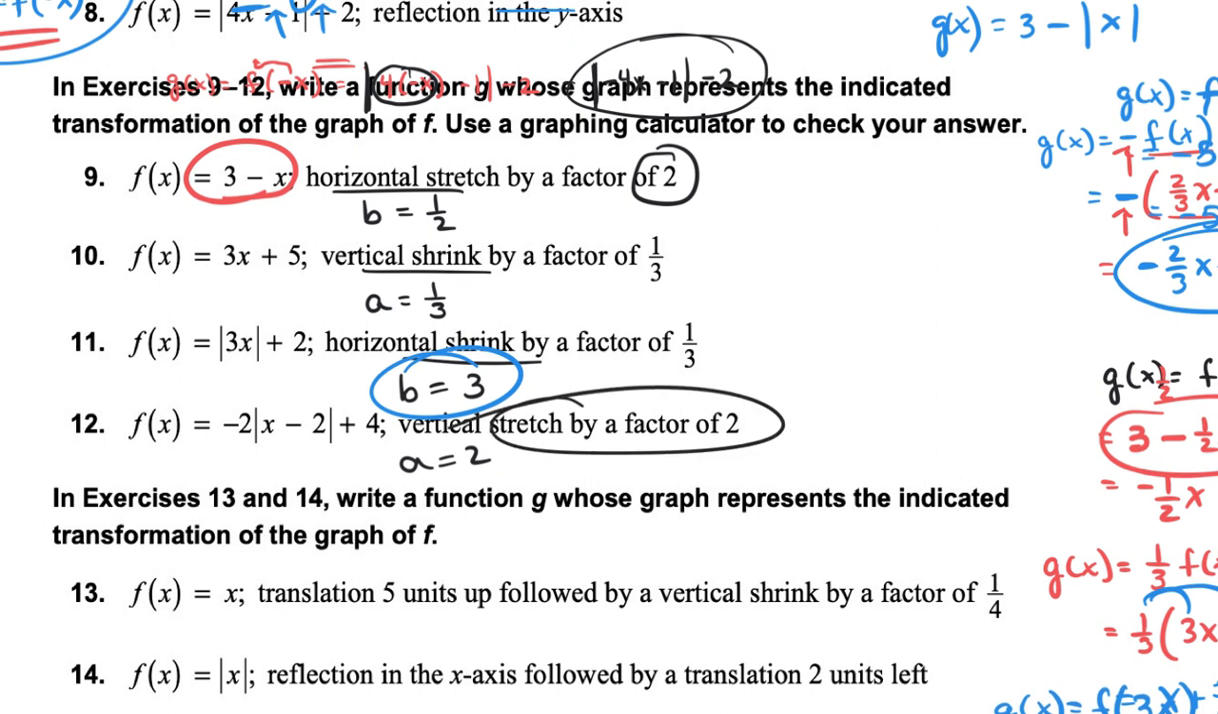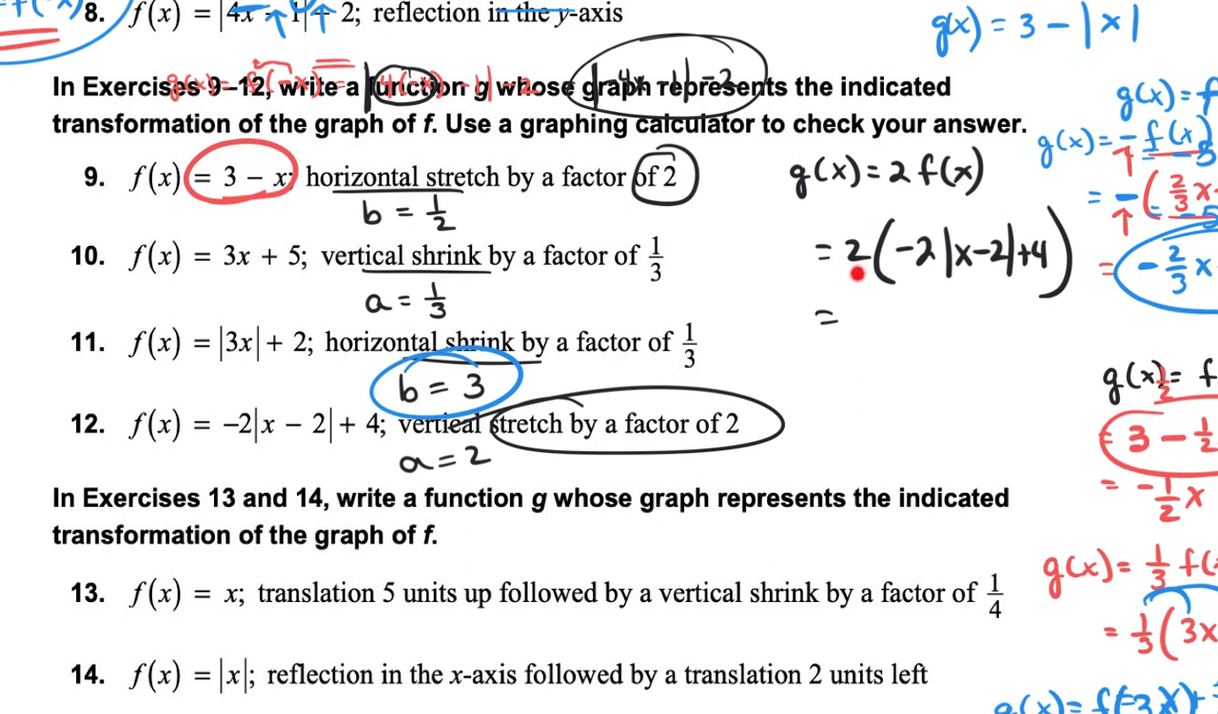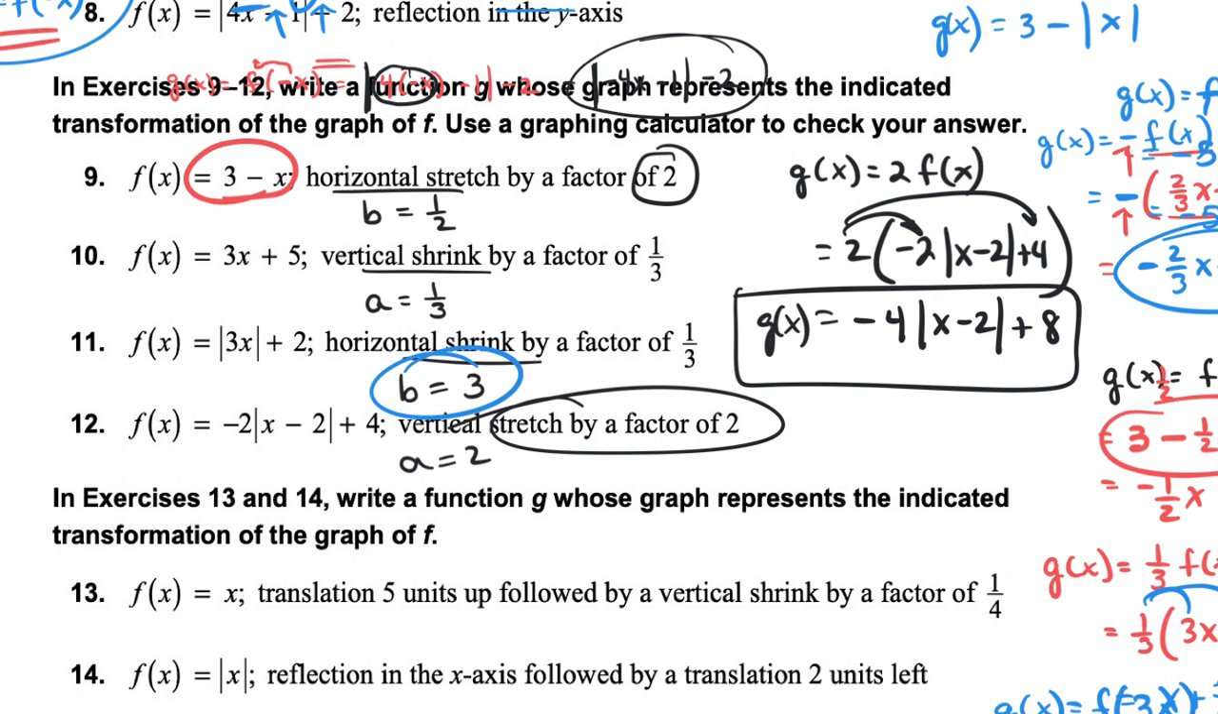Vertical stretch by a factor of 2, so g of x equals 2 times f of x. Vertical stretches, you just use the number. 2 times f of x is negative 2 times x minus 2 plus 4. Let's see here. I can take this 2 times negative 2 right there, which will give me negative 4 times x minus 2. That doubles the first term, but I got a second term way over here that I have to double as well. And so there would be the g of x for number 12. I had to double the whole thing to get the whole thing to stretch by a factor of 2.